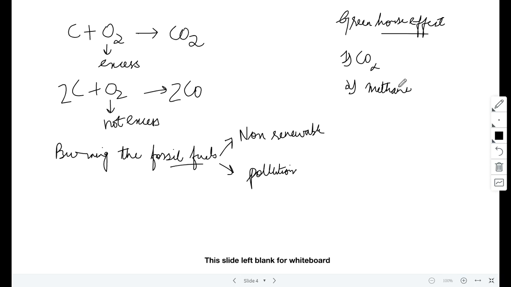Now, in fact, the scientists have realized that within a lifespan of 100 years, the Earth's temperature has increased approximately 2 degrees Celsius. That means it has become warmer. So this is the reason why global warming is happening. So this was regarding global warming.